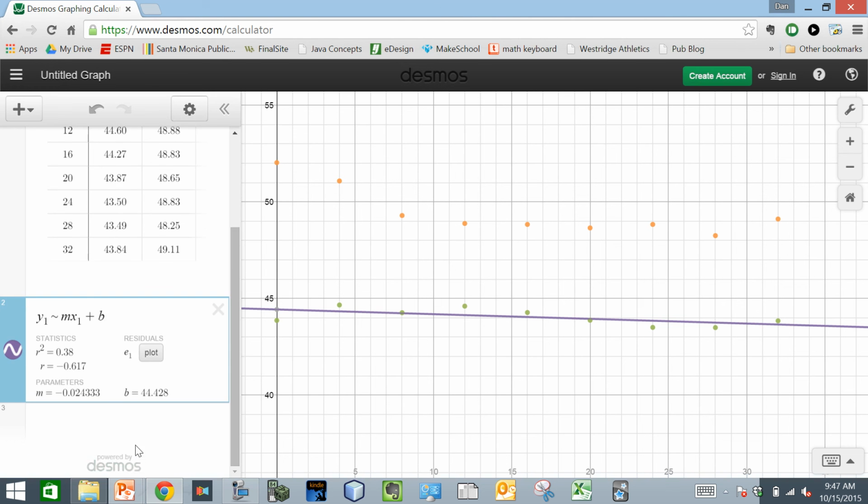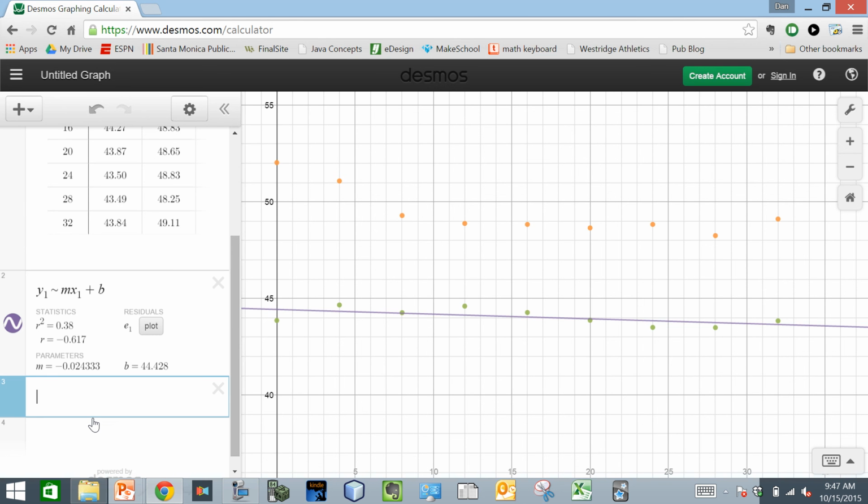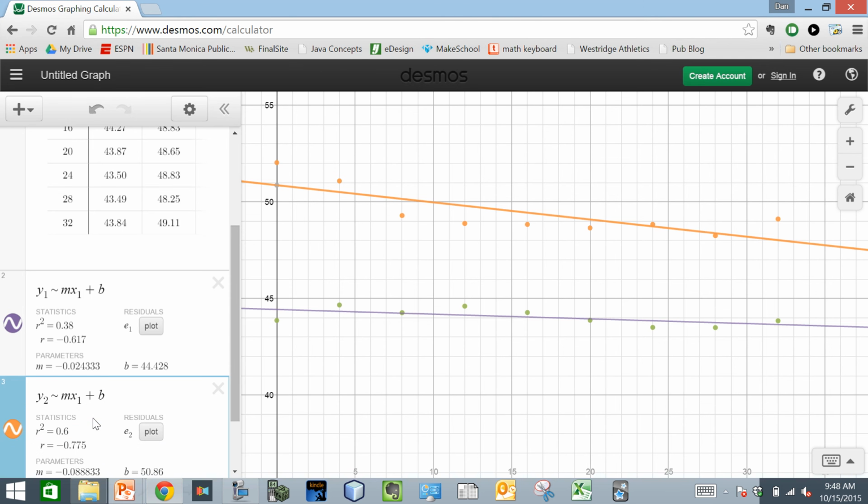We also want one for the women, so we're going to do the same thing, but this time the women are in Y2. We're still using the same years, so x1 plus some b. We've got our line that goes through that. Pause the video, type in those two equations, make sure you get this.